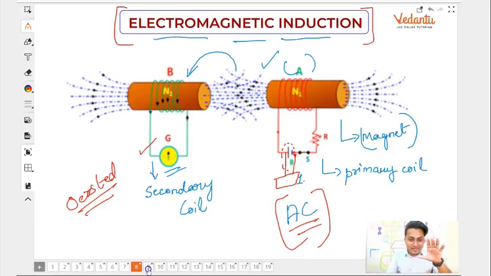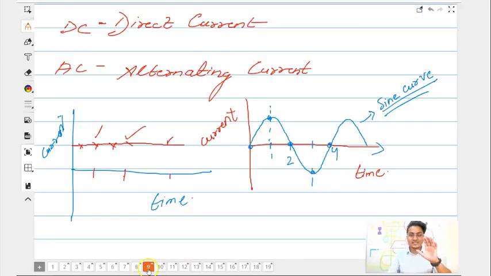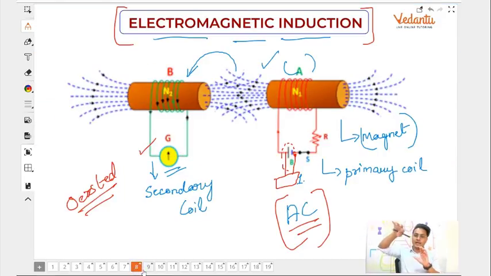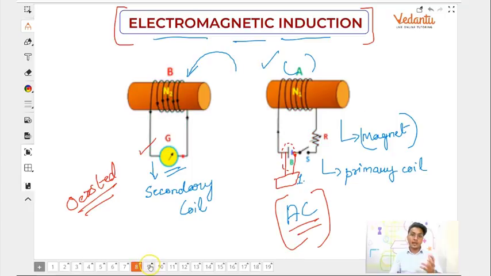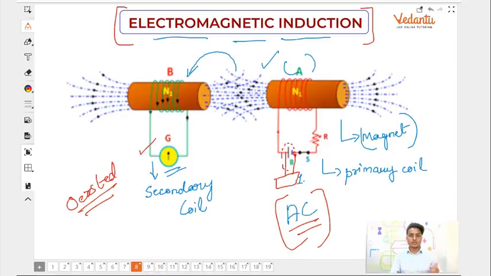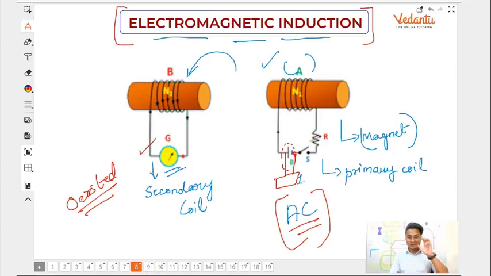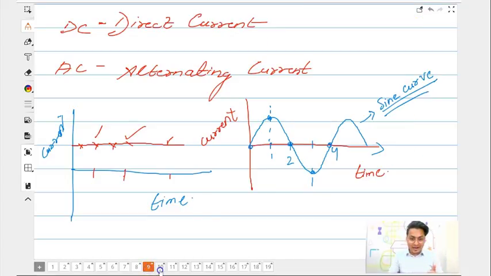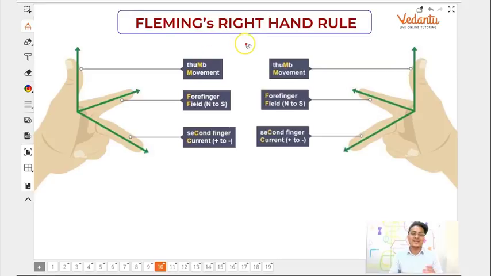Now let's try to understand a very important question that comes in your board examination. Due to electromagnetic induction, induced current got generated. Tell me what is the direction of the induced current? One of the most famous things. As you know, I'm moving towards Fleming's right hand rule. Fleming's right hand rule tells us the direction of induced current.